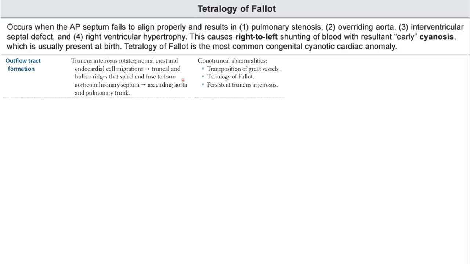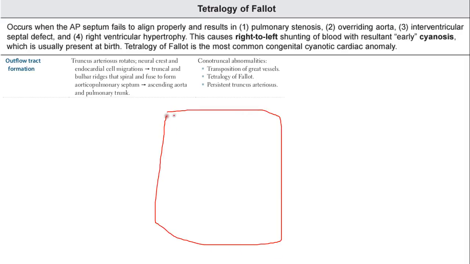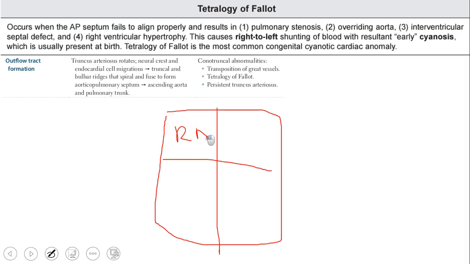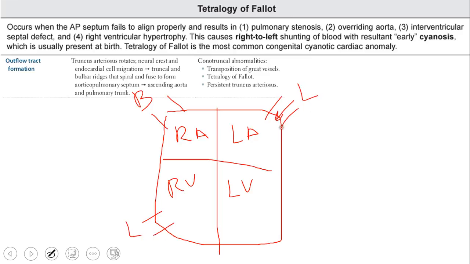So tetralogy of Fallot. This is the next one here. This is actually several things that are wrong. They've got 4 things here, so I'll draw it out. We have right atrium, left atrium, right ventricle, left ventricle. This is coming from the body, going out to the lungs. This is coming from the lungs, going out to the body. Okay?